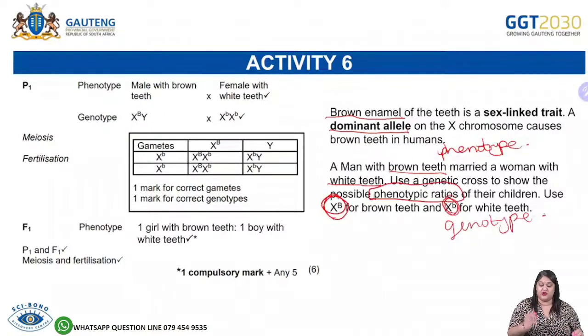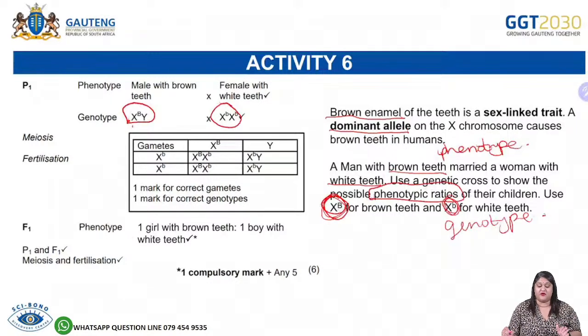So when you are answering the question, you know that the compulsory mark is going to be for the phenotypic ratios. Here we go to P1, phenotype. Where do you get the phenotype, grade 12? You get it from the information given to you. They told you it was a male with brown teeth and a female with white teeth. You write it in. What are the genotypes? Immediately, because you know it is sex-linked, because you saw the alleles that were given to you, X superscript B, this is how it is written, and then we have another one, X superscript b, recessive for the white teeth. So the genotype for the male is X^B Y because he has the brown teeth.